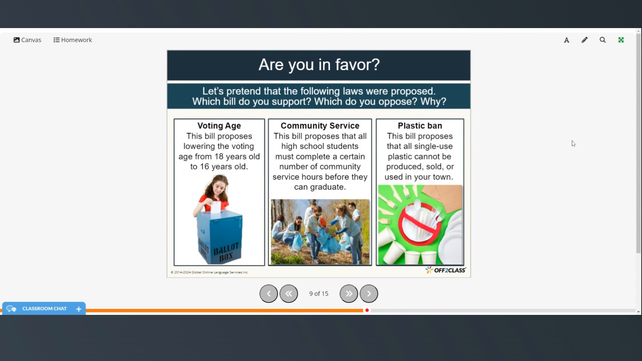So let's pretend that the following laws were proposed. Which bill do you support and which do you oppose and why? This bill proposes lowering the voting age from 18 years old to 16 years old. Community service. This bill proposes that all high school students must complete a certain number of community service hours before they can graduate. And the plastic ban. This bill proposes that all single-use plastic cannot be produced, sold, or used in your town. So just think about which of these do you agree with or support, and which ones do you oppose.